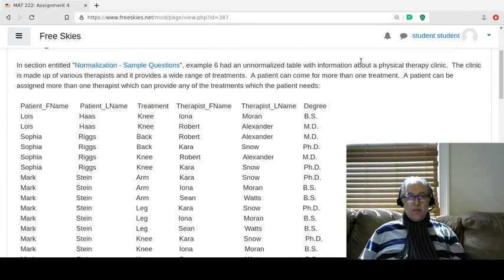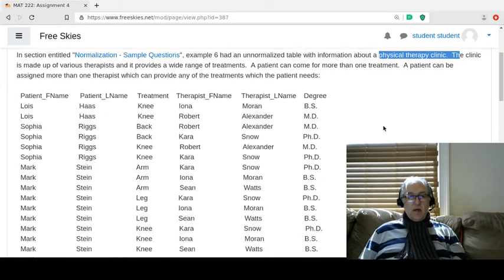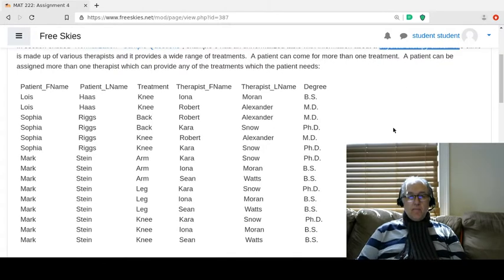But basically, it's the table about a physical therapy clinic. And the clinic is made up of various therapists that provide a wide range of treatments. A patient can come for more than one treatment, and a patient can be assigned more than one therapist. And the therapist can do any one of the treatments for the patient. So every therapist can do every possible treatment.